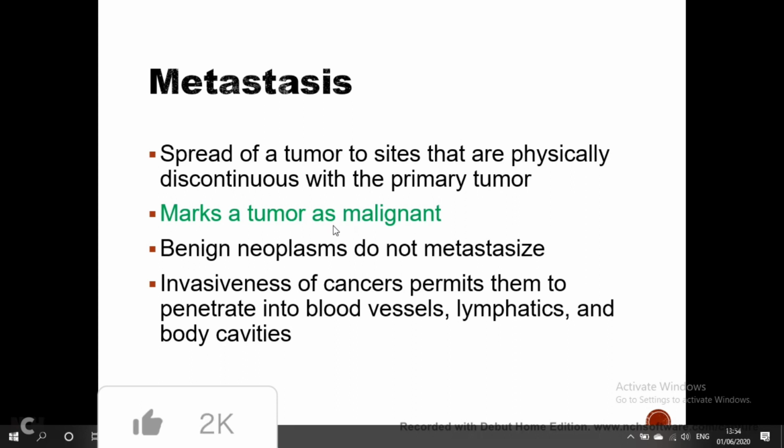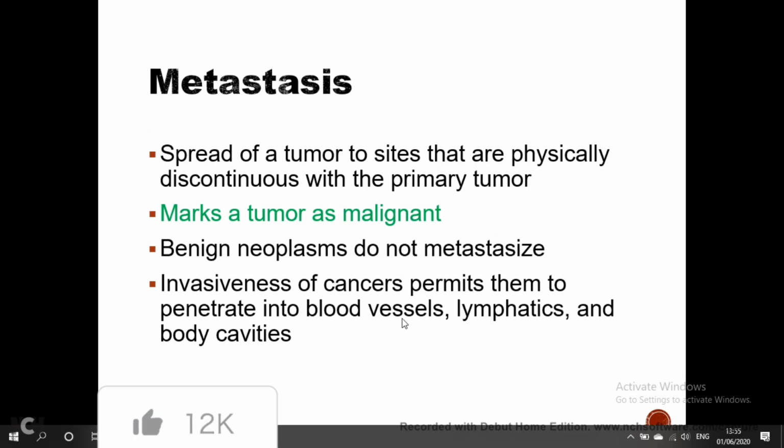If you find a report in which it says that there are metastatic nodules in the liver or the lung, then you don't have to think that it is a benign tumor. It is for sure a malignant tumor. Now, benign neoplasms do not metastasize. We have read it multiple times. Invasiveness of cancer permits them to penetrate.